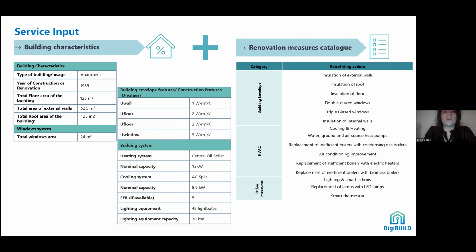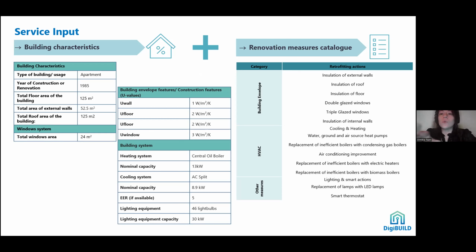We also need the U values of the different features of the building, as they're very important for us to see the differences before and after the renovation. And of course, we need information from the users about the heating and the cooling systems and other equipment, for example, the lighting that they have in their building, in order to proceed with simulating their consumption. Both of these inputs are currently being developed in a user interface to make it even easier for the user to fill them in.